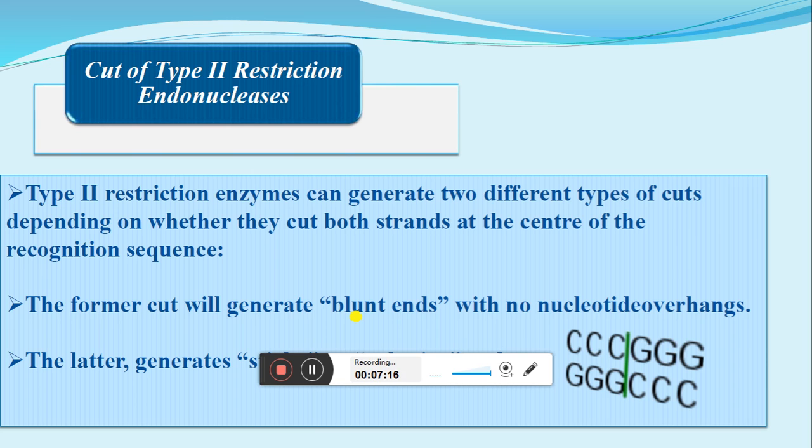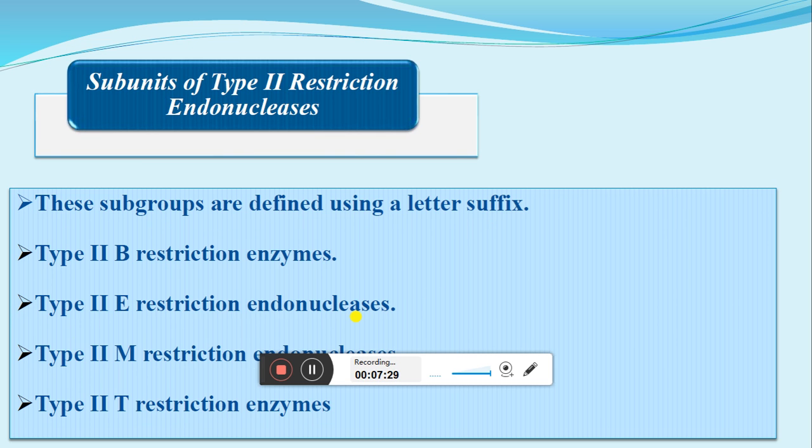The type II restriction enzyme can generate two different types of cuts depending upon whether it cuts both strands at the center of the recognition sequence. The subgroup of type II includes type IIB, IIS, and so on.